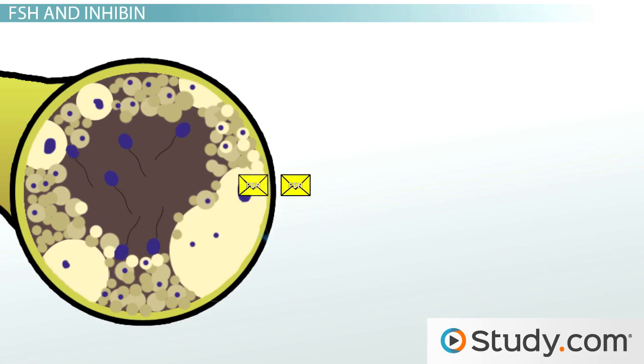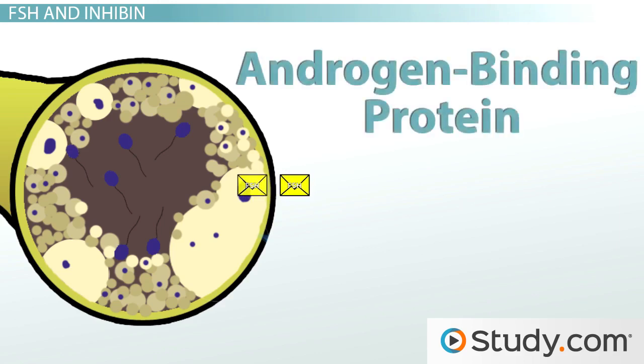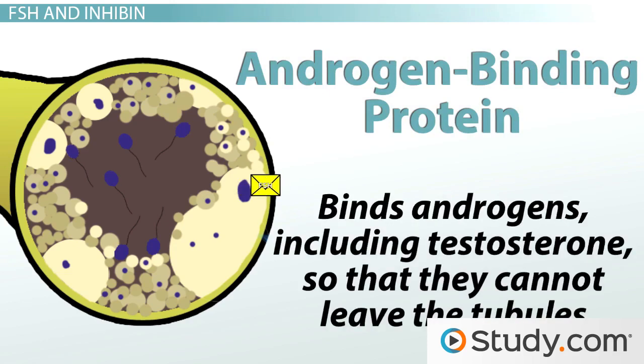When FSH reaches the nurse cells, it triggers them to secrete two products. The first is androgen-binding protein, and it does just what it says. It binds androgens, including testosterone, so that they cannot leave the seminiferous tubules. That way, testosterone stays in the tubules to help sperm production.